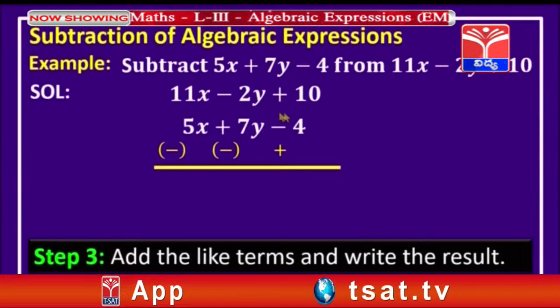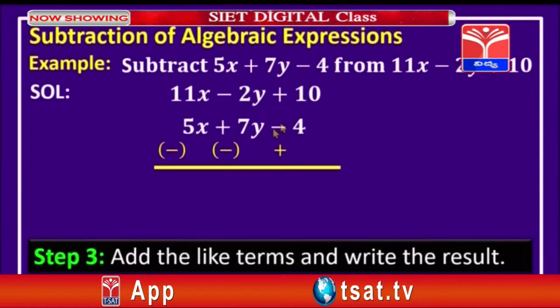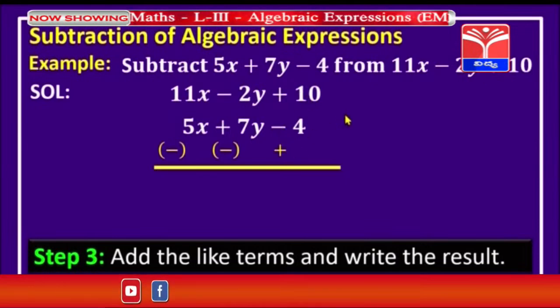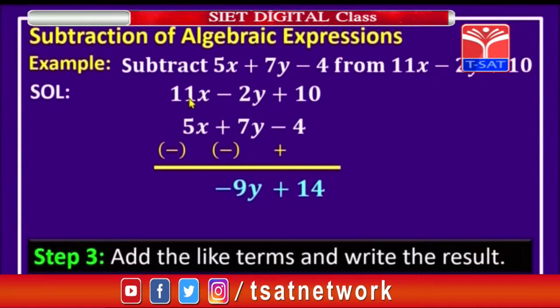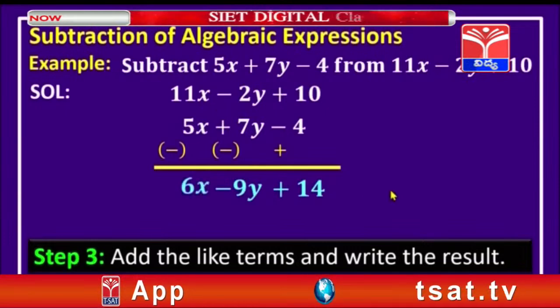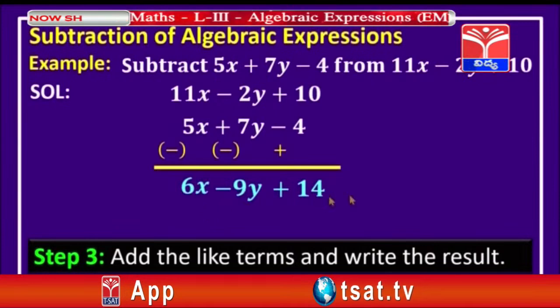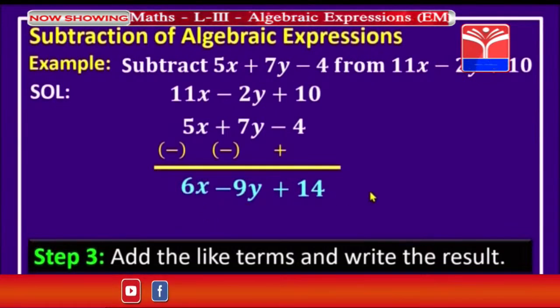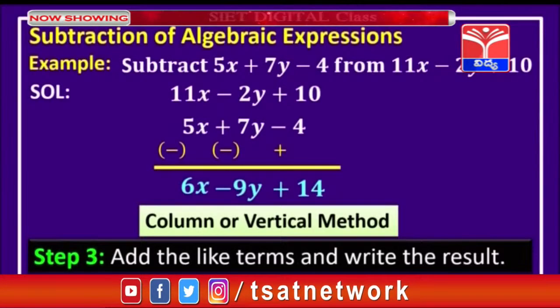So here what are the like terms? Here both are constants. So 10 plus 4. Now we are not going to bother about this sign. 10 plus 4 is 14. And then here minus 2y minus 7y will be minus 9y. And here 11x minus 5x, you get 6x. Hence, on subtracting these two, I got 6x minus 9y plus 14. Now this method we have already seen. We call it the column or vertical method, isn't it, children?